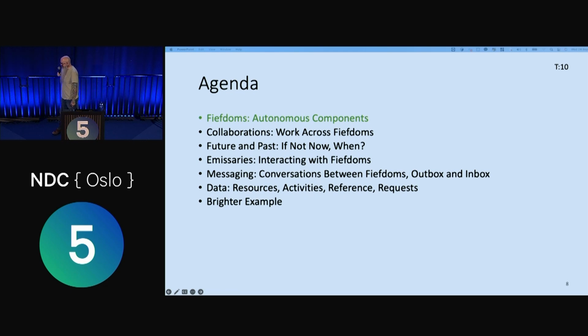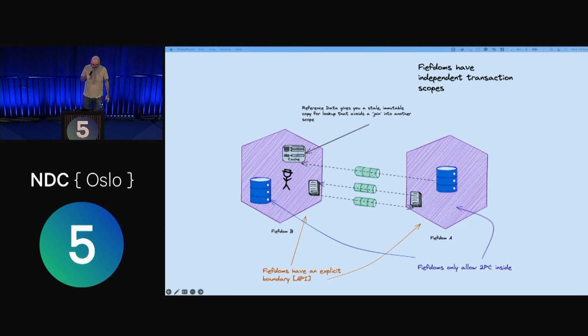All right, so let's talk about Fiefdoms, one of Pat's first ideas. A fiefdom, those pink hexagons, encapsulates its data. They say, hey, nobody else can take a lock on my data. It belongs to me and to nobody else, and they have an explicit boundary. Anything outside that boundary can't reach in and take locks on the data inside it.